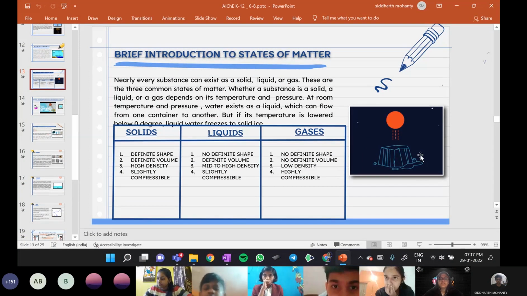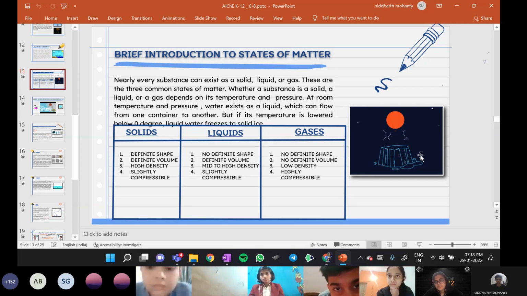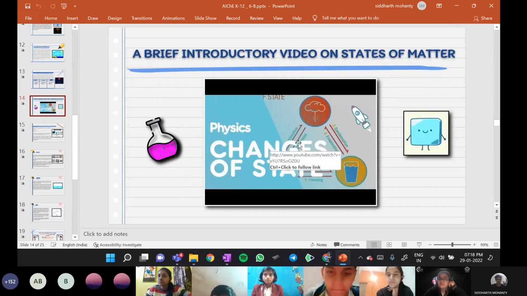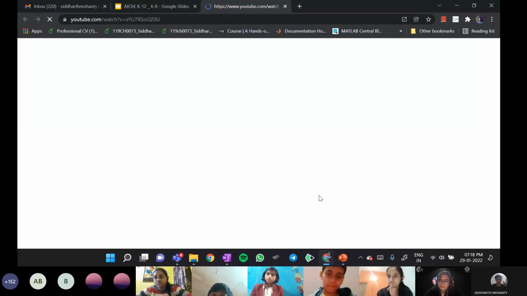But liquids and solids have the same volume, irrespective of wherever they are kept. Solids have a high density, liquids have medium to high density, and gases have low density. Solids and liquids are slightly compressible, but gases, as you know, can be easily expanded and contracted. Here's a video explaining the different states of matter, and after this video, we'll explain the terms in detail.